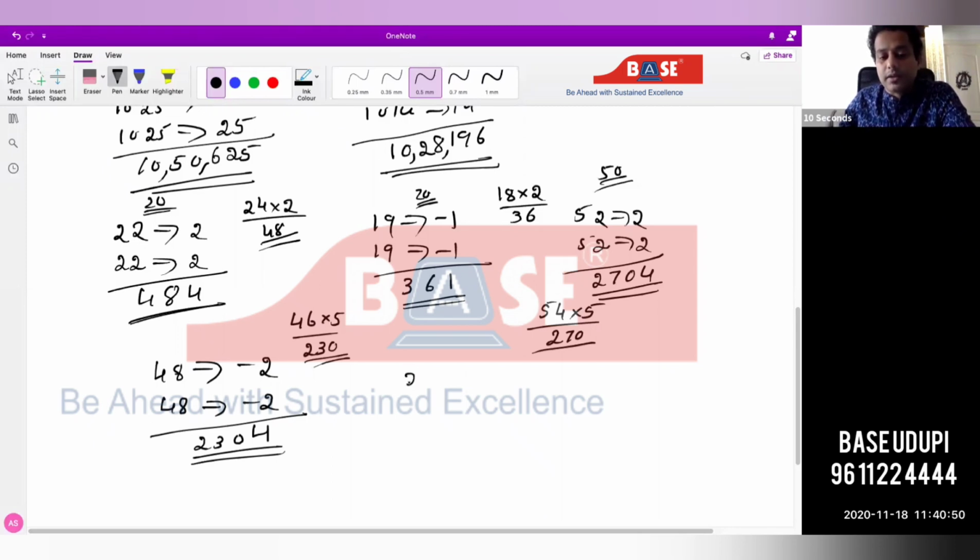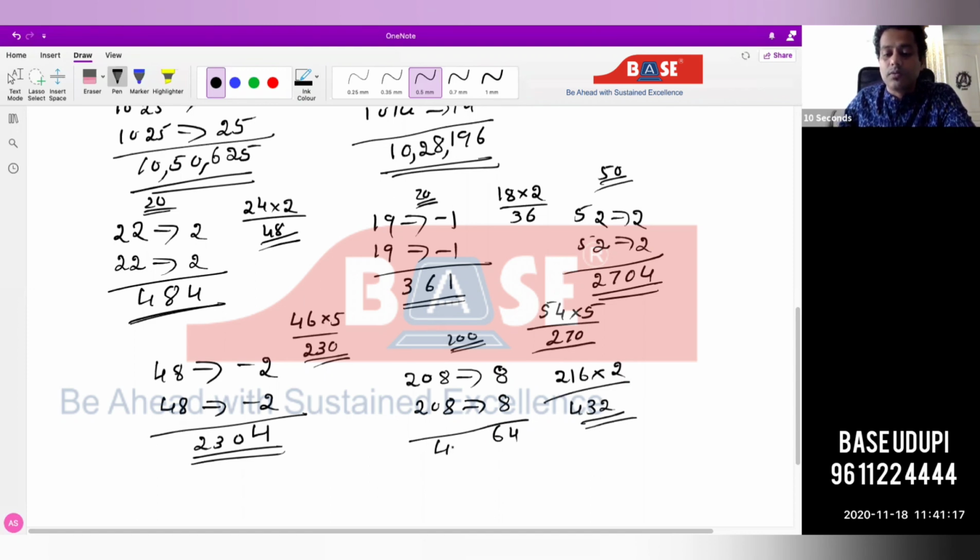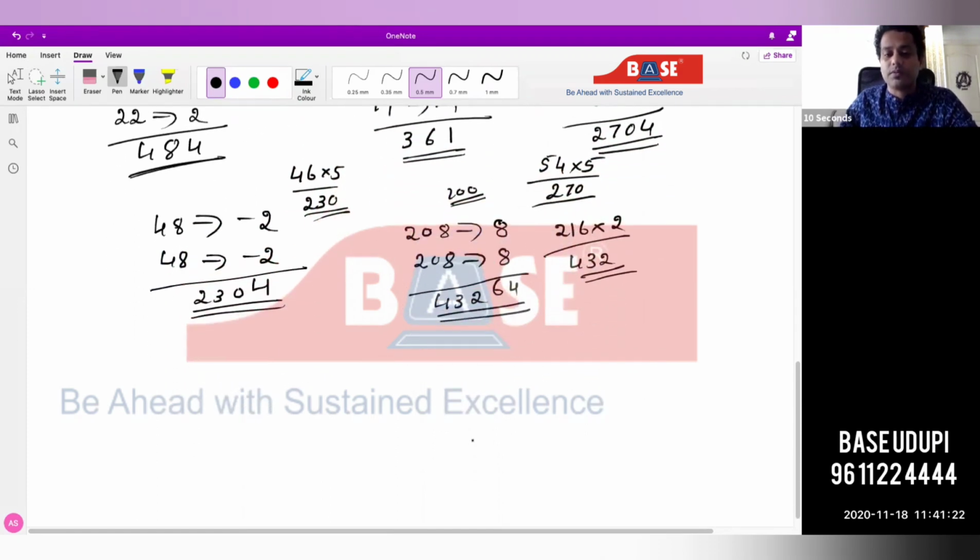So if I take say 208 into 208, 8 more than 200. 8 into 8, 64. 2 digits are allowed till 1000 place value, right? 208 plus 8 is what? 216. Is the answer 21664? No. 200 is the base. 200 is 2 times the 100, right? 216 into 2 is what? 432. So 432, 64. 43264 it is.